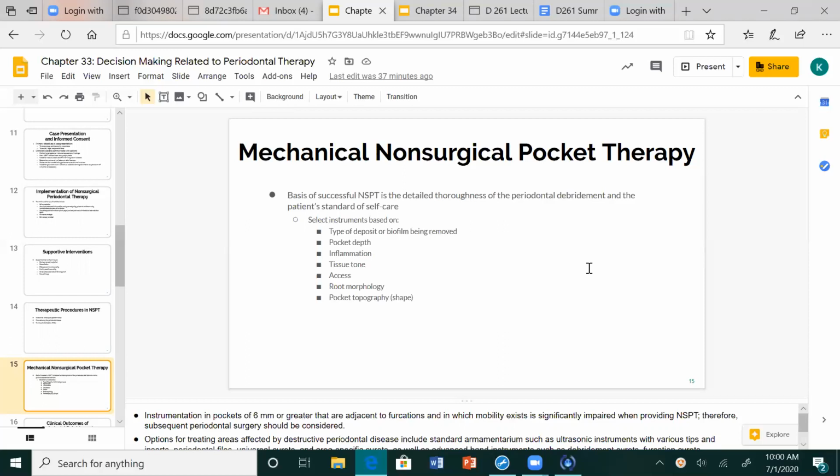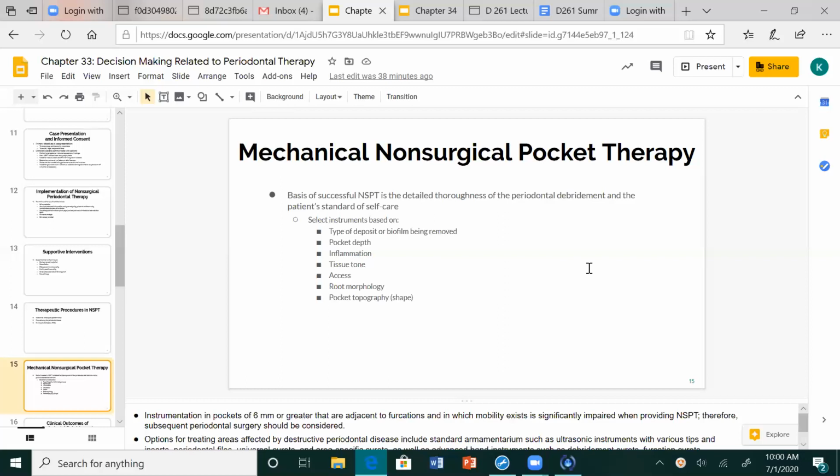What is our pocket depth? Do we need a really thin one for those deep furcation areas? What kind of inflammation are we dealing with? Is the tissue really tight, or is it really wide open and inflamed? What's our bleeding looking like? What's our access? Do they have a small mouth? Do they have trouble staying open? Do we need to use a bite block? Remembering our root morphology, and knowing the pocket shapes.